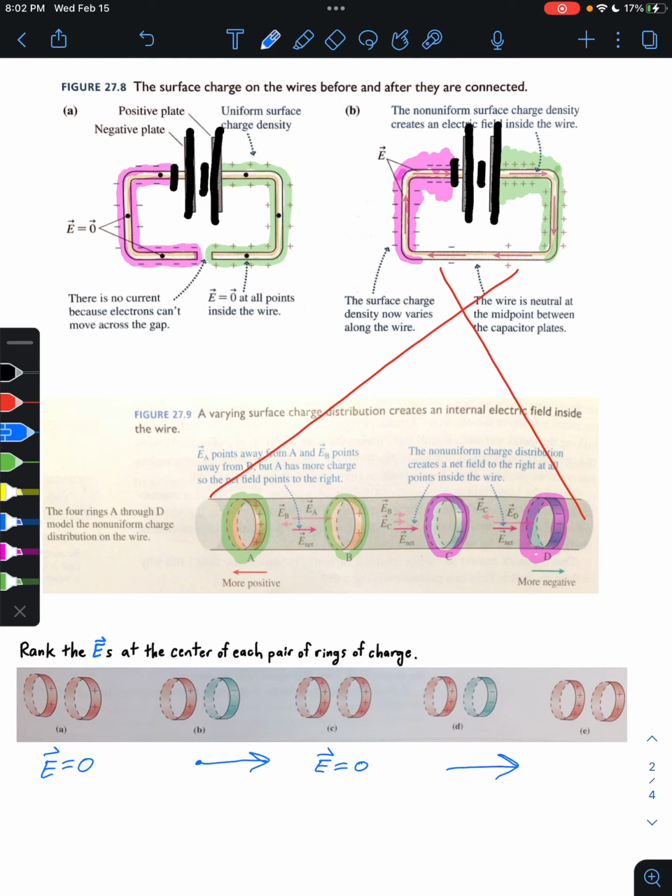And here, the last one, the positive charge, the ring on the left produces a strong field to the right. The ring on the right produces a weak field to the left. So the net field is going to be to the right in that case. Okay, so our principle is that a stronger surface charge density concentration can sort of overwhelm a nearby weaker surface charge density concentration, even if they're both the same sign.